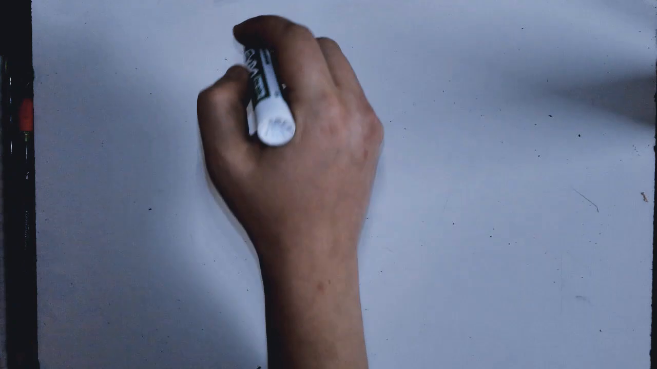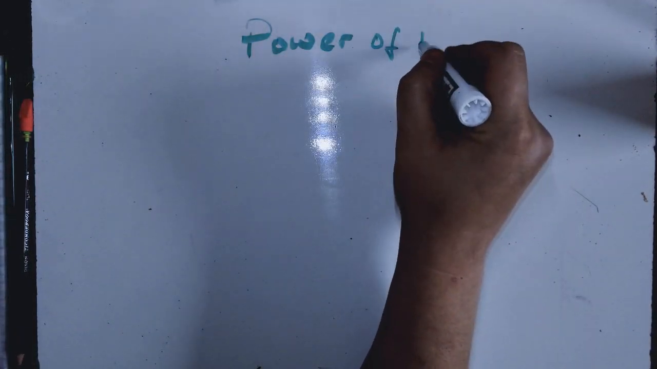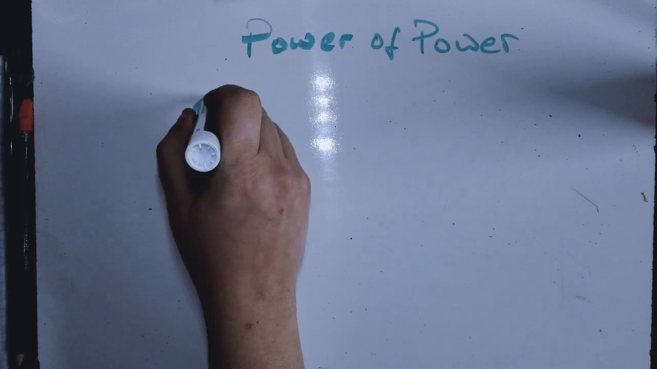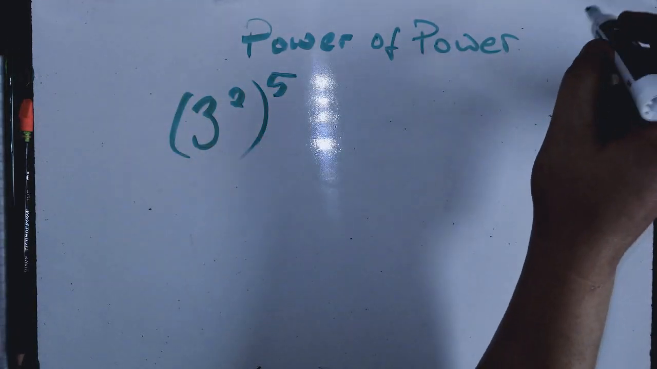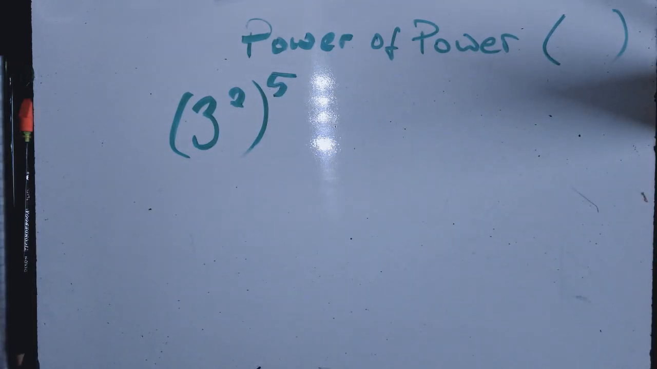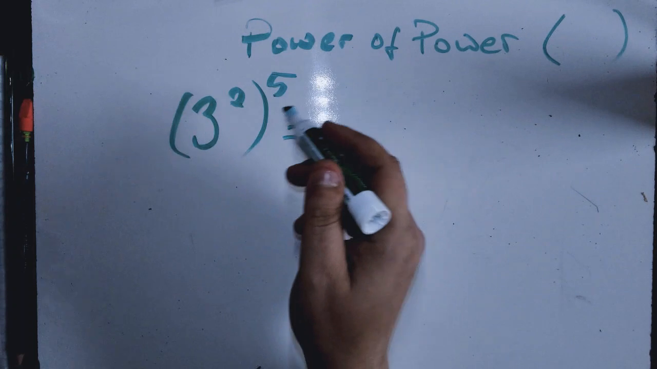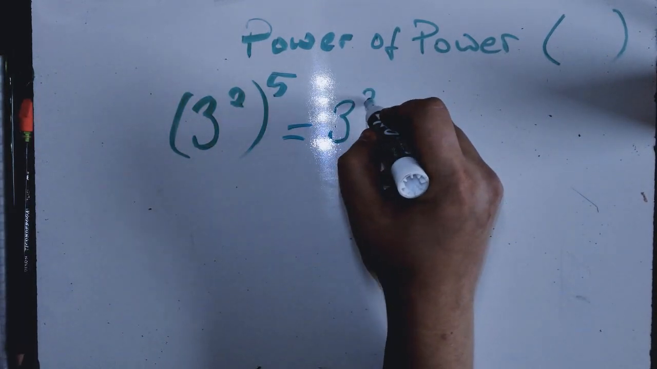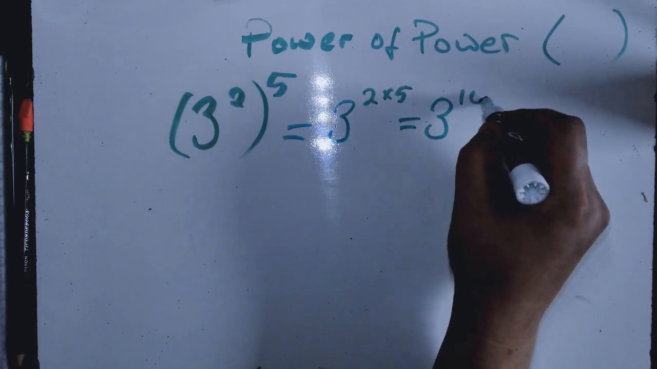So power of power. Let's write up an example for this. 3 to the 2nd power to the 5th. Well, there is always going to be parentheses in this type of question. Power of a power, the rule says multiply the exponents. 3 to the 2 times 5, which is 3 to the 10th power.